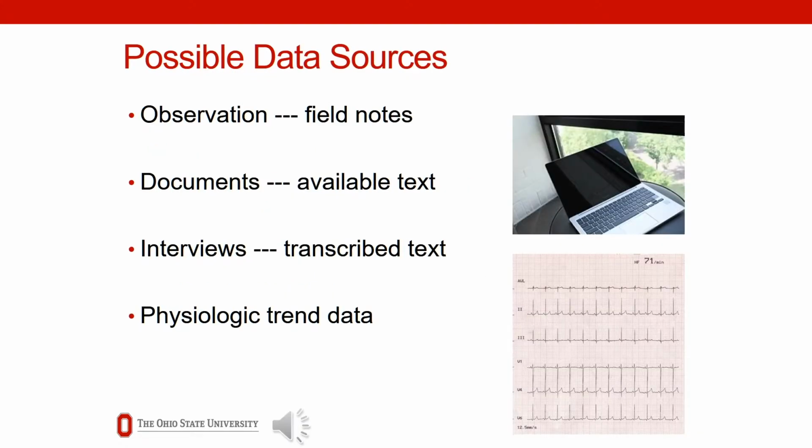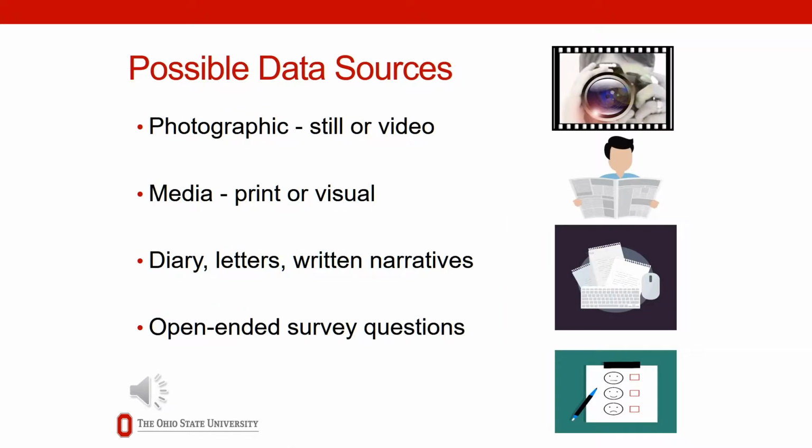There are a broad range of possible data sources and data types used in qualitative research. The data are usually text or words in the form of interview transcripts, field note observations, or documents. But qualitative data can also be numeric, such as physiological trend data. Data used in qualitative research can also be visual, such as photographs and video recordings. Other sources include print or social media, blogs, emails, letters, diaries, written narratives, or open-ended survey questions. A study may be strengthened by the use of more than one data source.